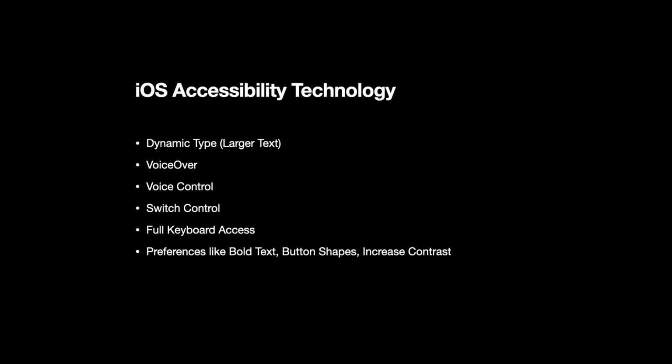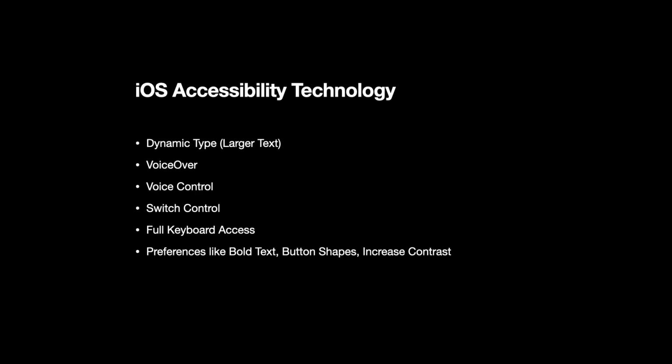Let's begin. First, let's cover the user-facing iOS accessibility technology, what Apple often refer to as assistive technology. First, there's dynamic type, also known as larger text. This is a system-wide, or per app in iOS 15, setting to adjust the size of text and some other elements. You can also make the text smaller than default if you want more content on your screen. It's a great feature for everyone.